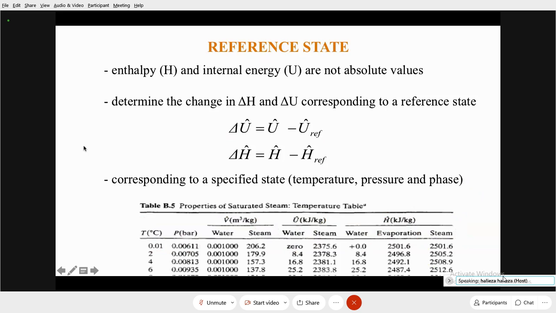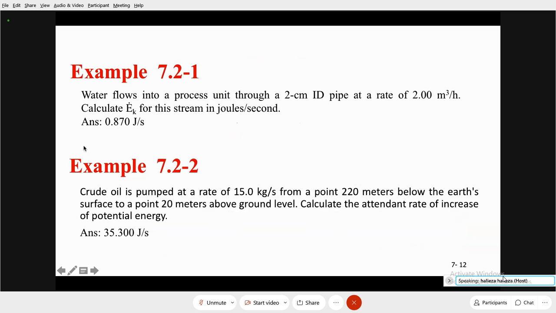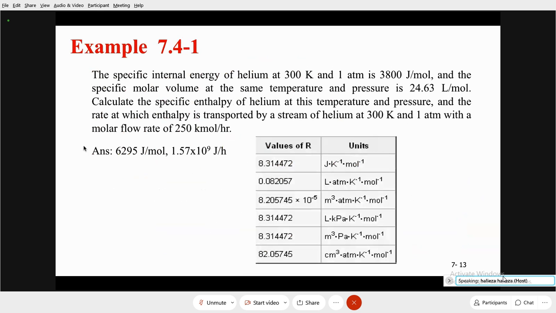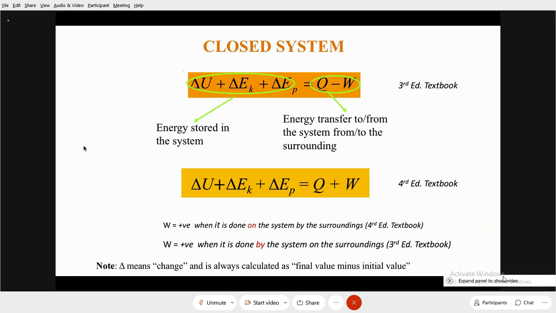Let's just recap what we have done last week. Today we're going to start. We did example 7.1, we did example 7.2, and we did this example. We mentioned closed system.